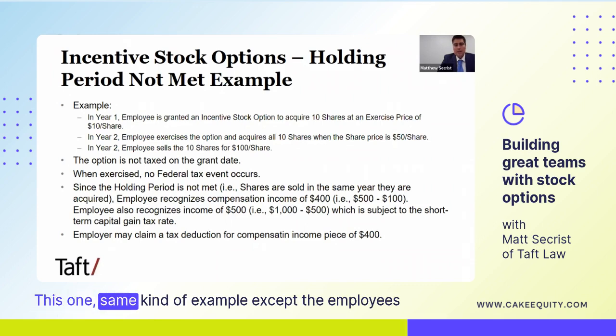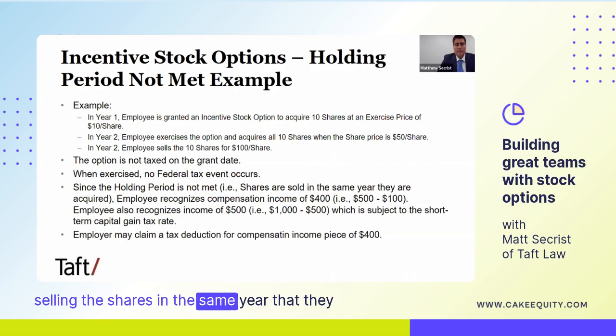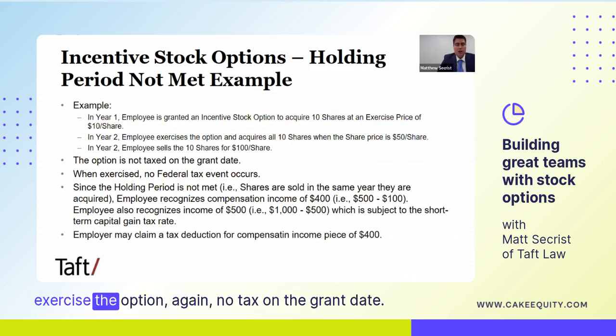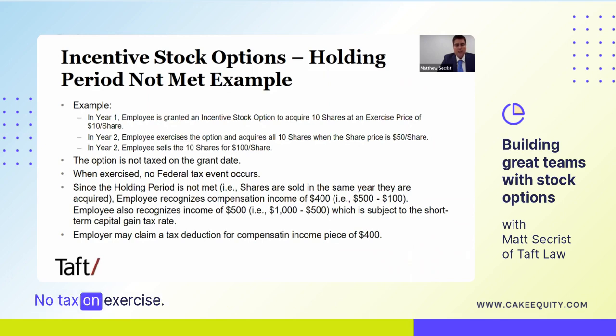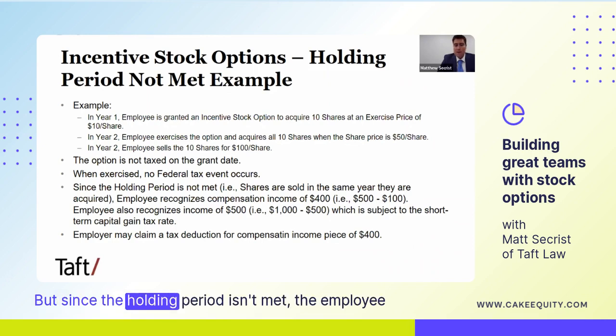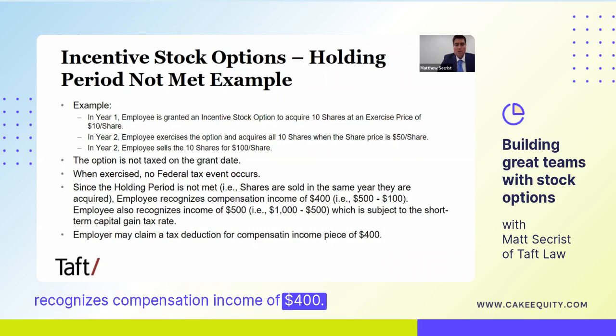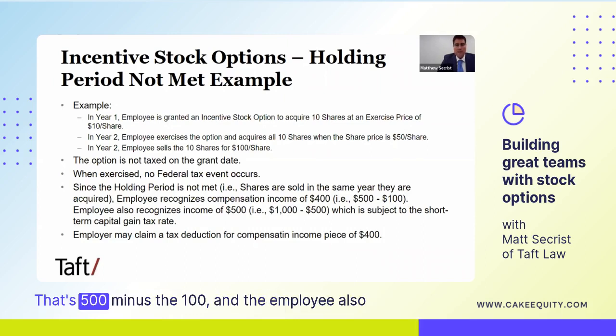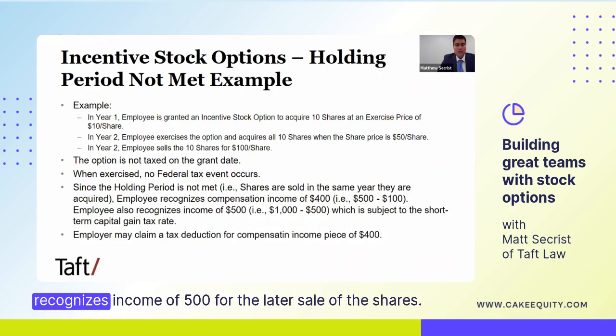This one, same kind of example, except the employee is selling the shares in the same year that they exercise the option. Again, no tax on the grant date, no tax on exercise. But since the holding period isn't met, the employee recognizes compensation income of $400. That's $500 minus the $100. And the employee also recognizes income of $500 for the later sale of the shares.